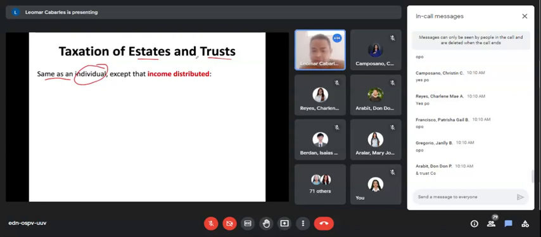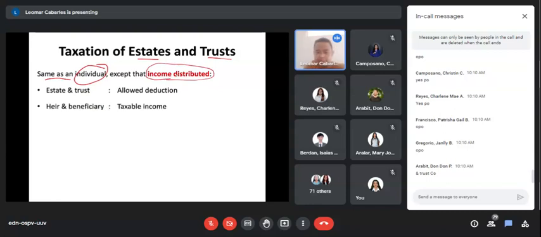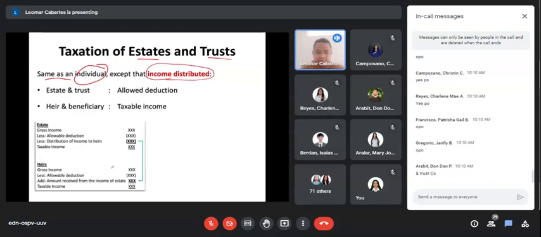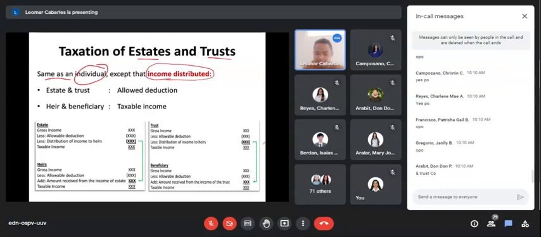So same as an individual, no? Except yung income distributed. Okay? So, allowed siya as deduction, pero dun sa heir or beneficiary, magiging taxable income yan. So, for example, sa estate, bukod sa allowable deduction, pag nag-distribute siya ng income to heirs, i-deduct din yan. But, yung heirs should reflect that as yung kanyang income. Ganon din sa trust.